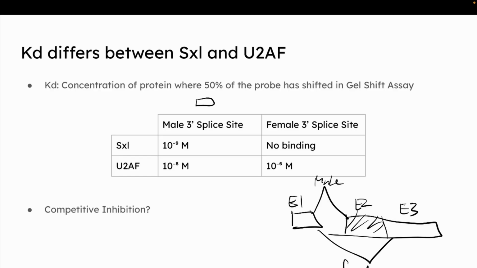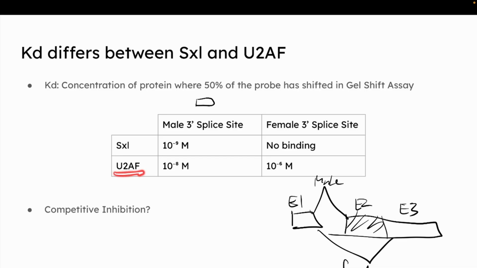Okay, so if we look at the female splice site, this sort of makes sense. There's no binding at all with Sex lethal, right? Because Sex lethal is meant to repress splicing here, between E1 and E2, not here. Because we see in females there's splicing over here, right? So it makes sense that Sex lethal can't bind here.